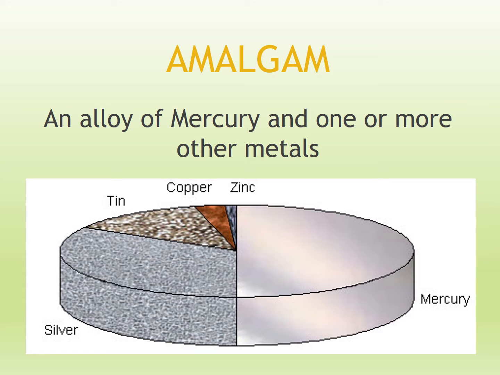Amalgam is an alloy of mercury and one or more other metals. It is produced by mixing mercury with solid particles of an alloy of silver, tin, copper, and sometimes zinc, palladium, indium, and selenium.